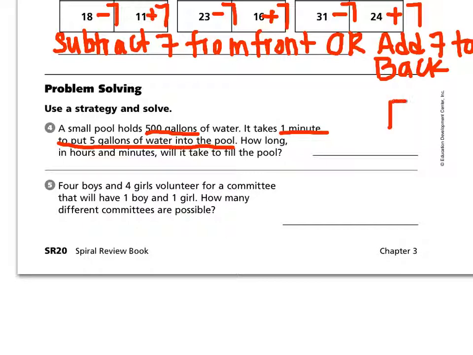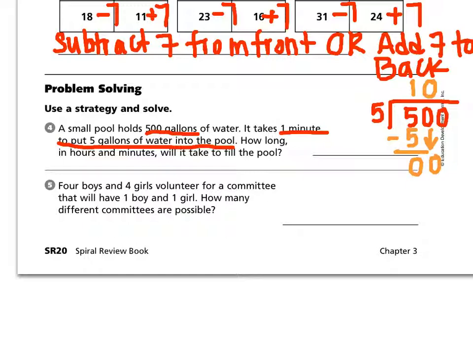So thinking about that, I need to figure out how many groups of 1 minute 500 gallons would be. So I'm going to put 500 in the box and 5 outside. By doing this, I can divide 500 into groups of 5 to figure out how many minutes it would take. So 5 goes into 500. In order to do that, 5 goes into 5 one time. 1 times 5 is 5. 5 minus 5 is 0. Bring down the 0. 5 goes into 0 how many times? Just 0 times.